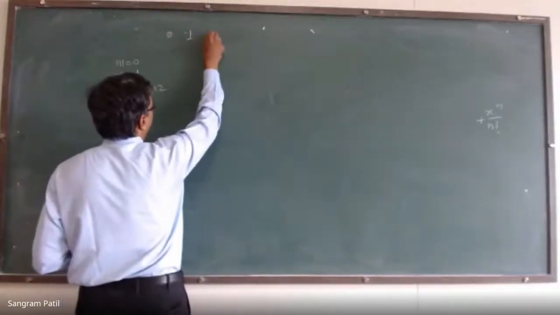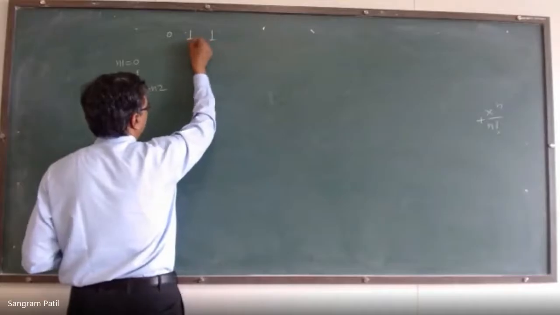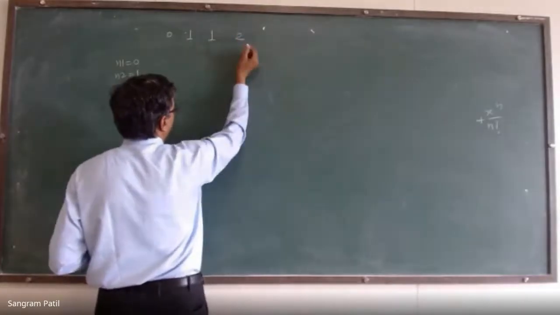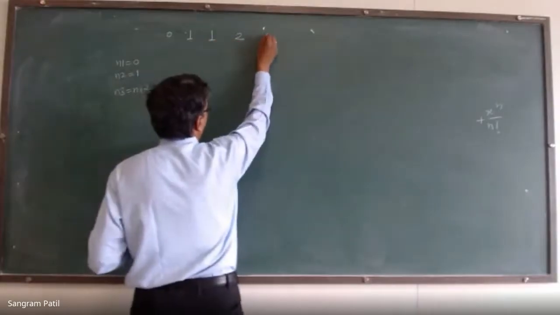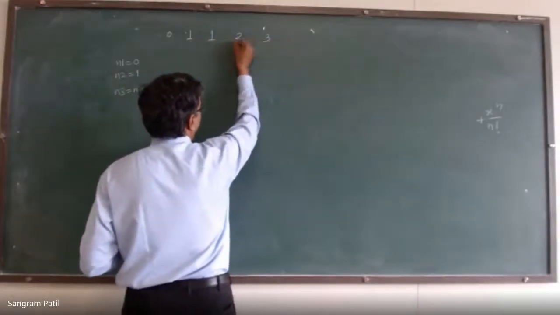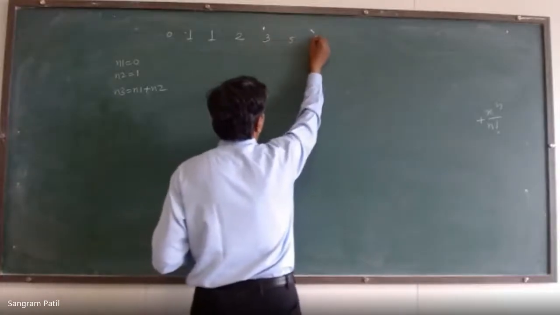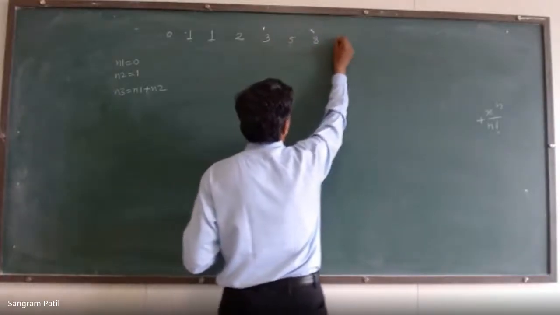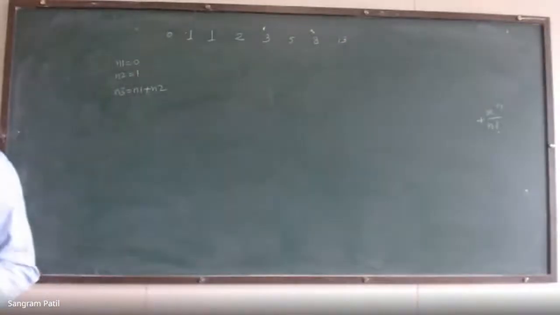0 and 1 is 1. Next number is addition of previous two. That is 1 plus 1, 2. Next number is addition of previous two. That is 3. Next number is addition of previous two. That is 5. So 5 plus 3 is 8. 8 plus 5 is 13. I think this is the Fibonacci series.